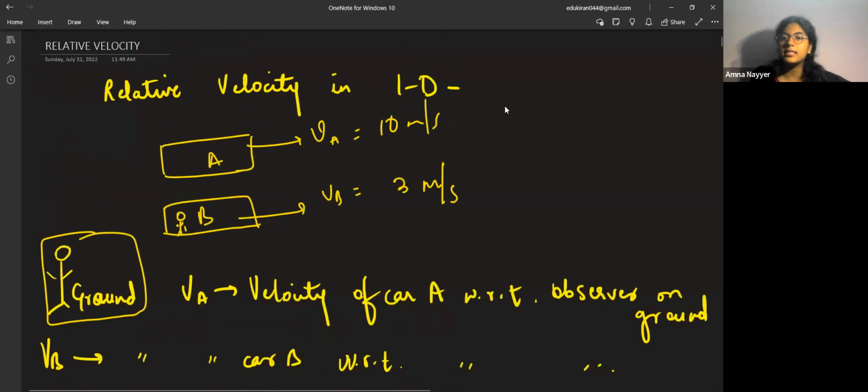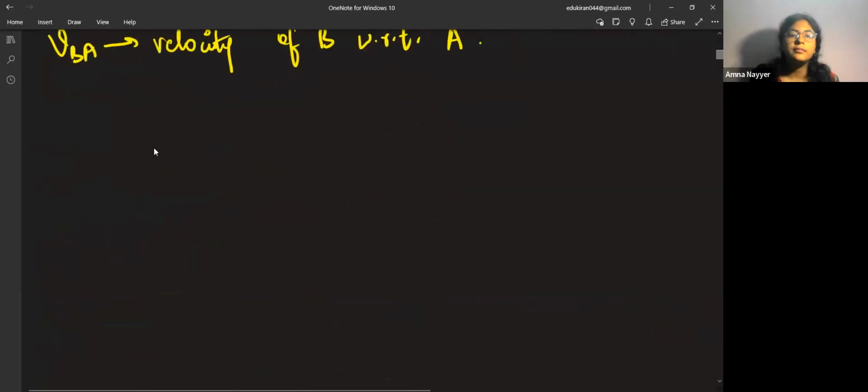VAB means velocity of A with respect to B. Your observer is in B. If the observer is in A, then that will be VBA, velocity of B with respect to A. Fine. This is it. Now, how to solve it?